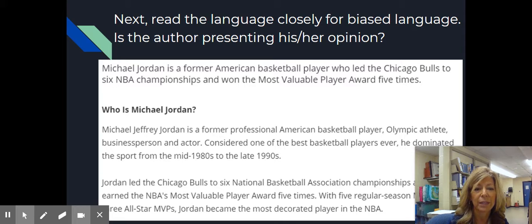We can also spend time previewing the article and analyzing if the author is presenting an opinion. So when I read through this, I didn't see a lot of content like Michael Jordan was the best ever. It would say something like, he's considered one of the best basketball players ever. So I felt like the language was unbiased, which makes this a little bit more reliable.